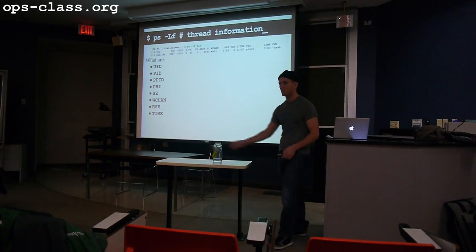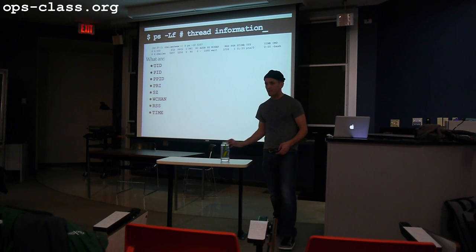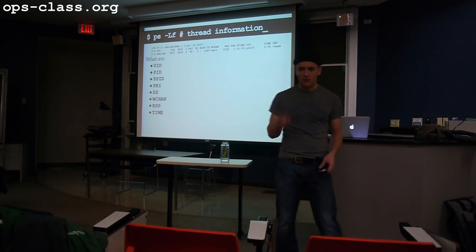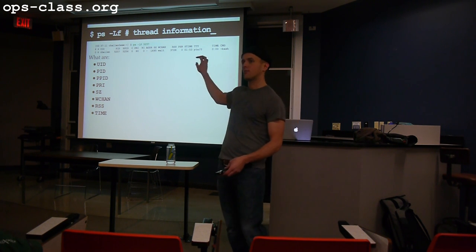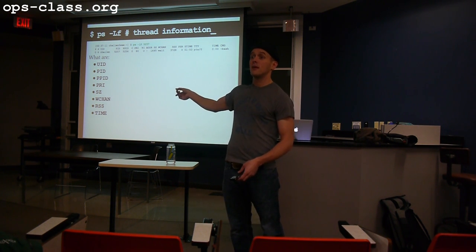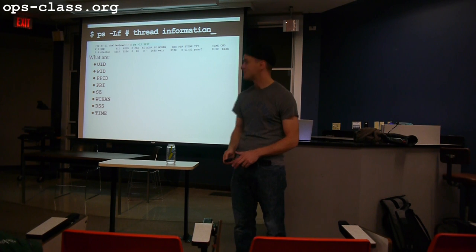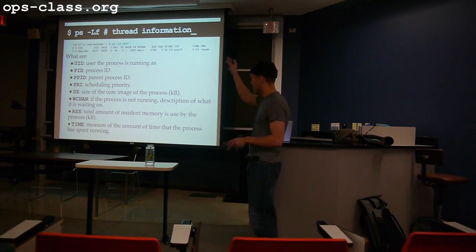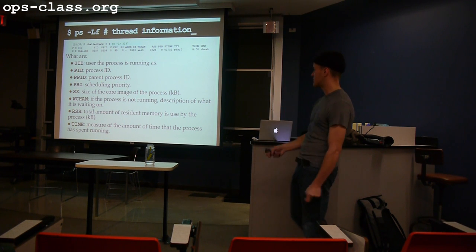Yeah, question. If a process crashes, where does it store the information that it recovers from? We'll talk about that Wednesday. Is that okay? Yeah, so the exit code is stored until the process's parent reaps it. If the process dumps core, that's usually stored in a file in the directory. Alright, so again, here we go: scheduling priority, core image of the process, etc. We went through these steps.